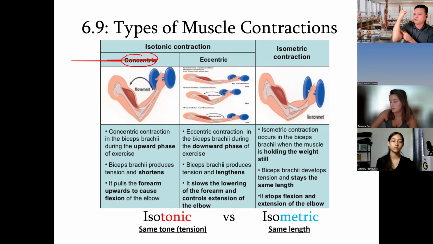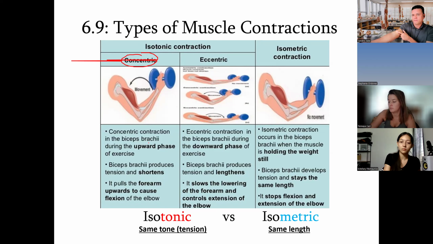Now let's do the opposite movement right here. If I take the dumbbell and I bring it down, do I have tension in my muscle? Yes. Does the tension stay the same? Yes. What about the length of the muscle? The length of the muscle is changing because now it is lengthening. And when we lengthen a muscle under tension, we call this an eccentric contraction.